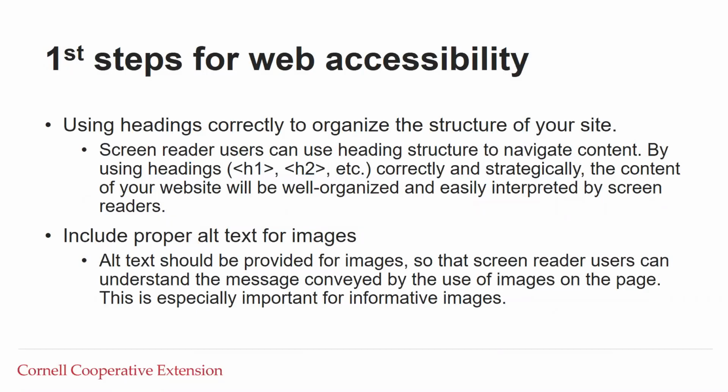So, first steps for web accessibility: you can start using headings correctly to organize the structure of your site. Screen readers can use heading structure to navigate content. So you need to use your headings in H1, H2, and so on. Use them correctly and strategically. The content of the website is then well organized and can be easily interpreted by screen readers.